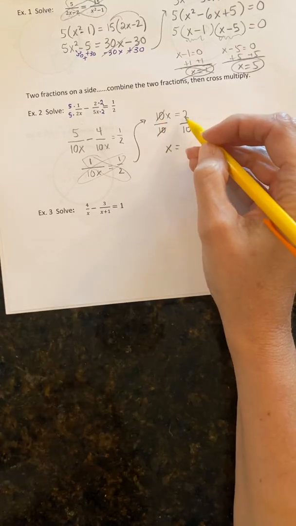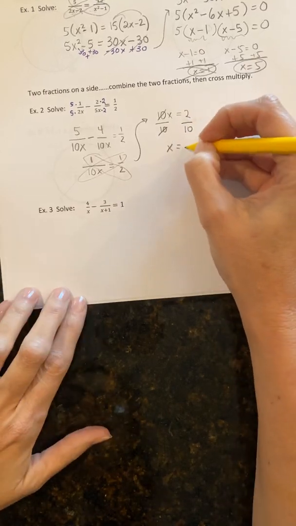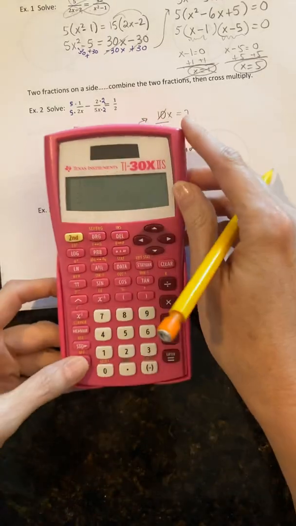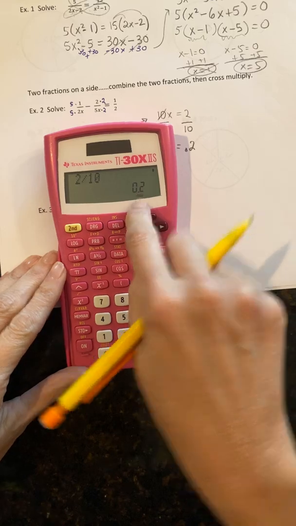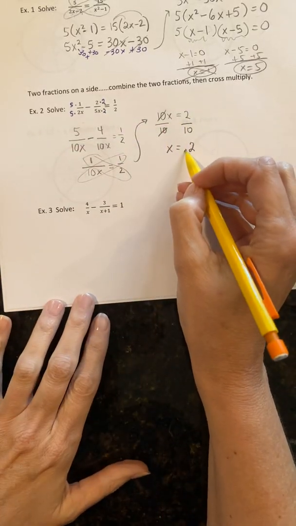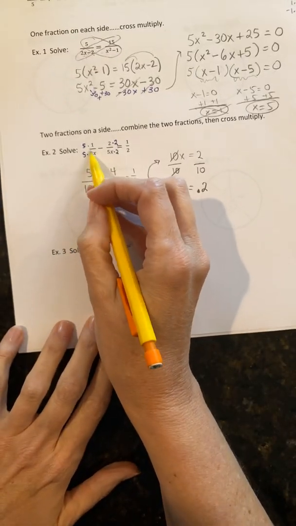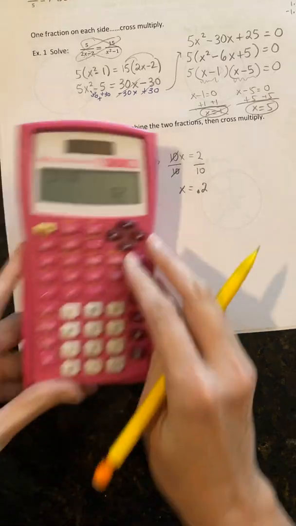And your answer is 1/5, 2/10, 0.2, whatever form you prefer. If you did it in a calculator, 2 divided by 10, you can write it like that, 0.2. Okay, let's make sure this does not put 0 on the bottom of a fraction. So the original fraction had 2x, and 2 times 0.2, that's okay.